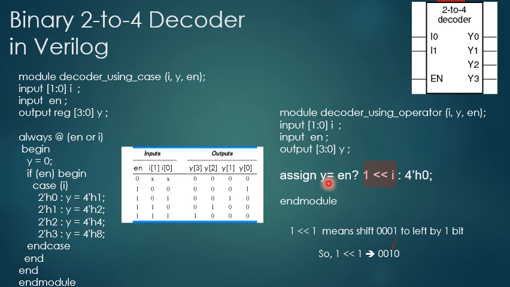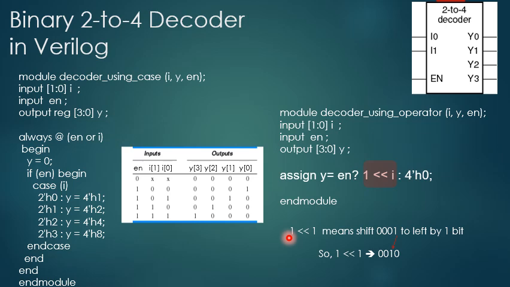Okay, so here the assign statement means y equal to, y depends on the enable signal. If enable signal is 0, which is disabled, then the y will be 0 corresponding to the first row here. But if enable is 1, then the y will receive the signal that is in the shifted pattern. Okay, so now let's do some revision on the left shift operator here.